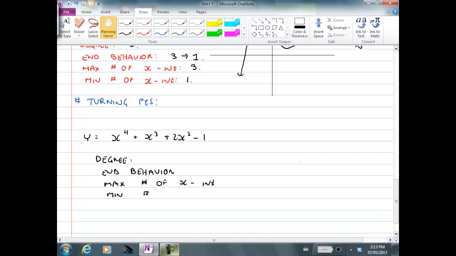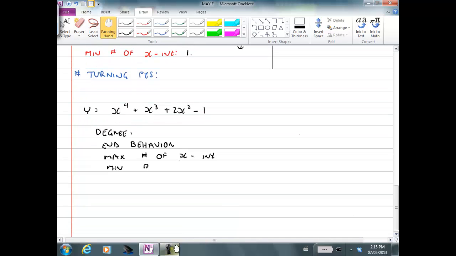Let's see who can figure. Hang on. I'm going to modify this a bit because the shape is not what I want. So let's cross this out. Let's use this one: x^4 + 5x^3 + 5x^2 - 5x - 6.